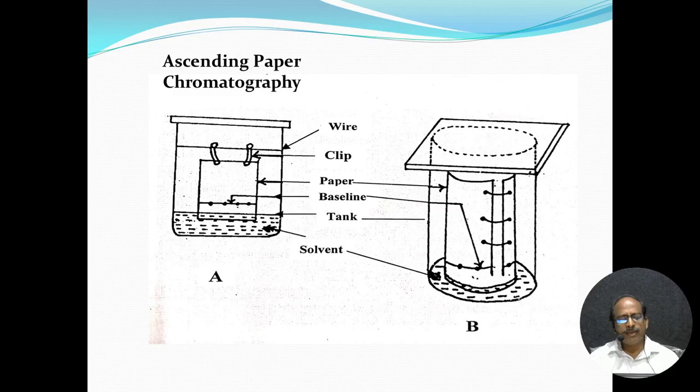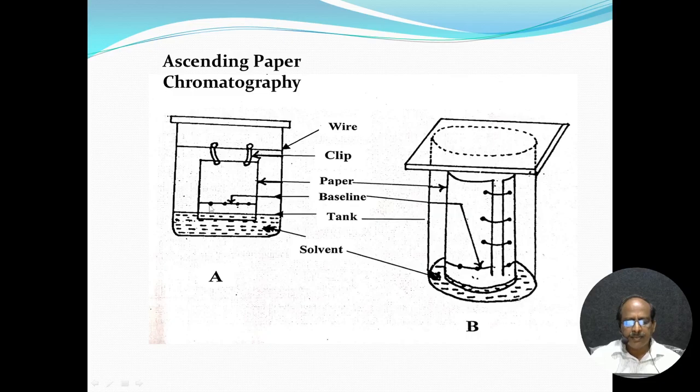Ascending of the paper means from bottom to top. We have to mention that paper: filter paper is the stationary phase. In the filter paper, small water particles are present, so do not touch it with your fingers. We have to carefully draw the baseline and hang that paper.